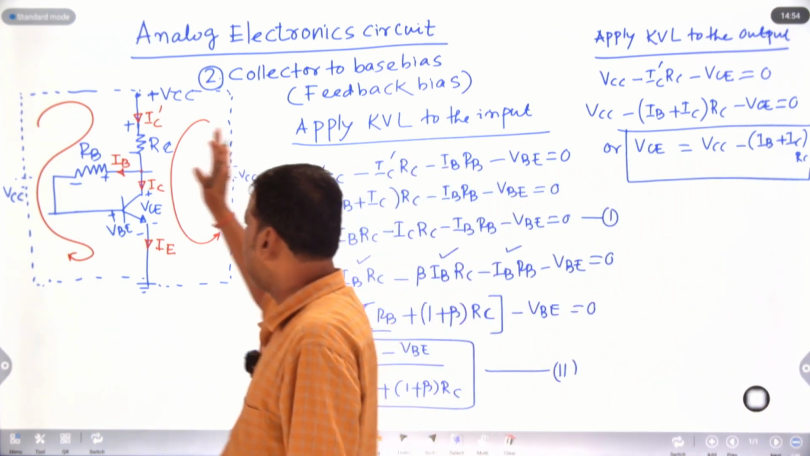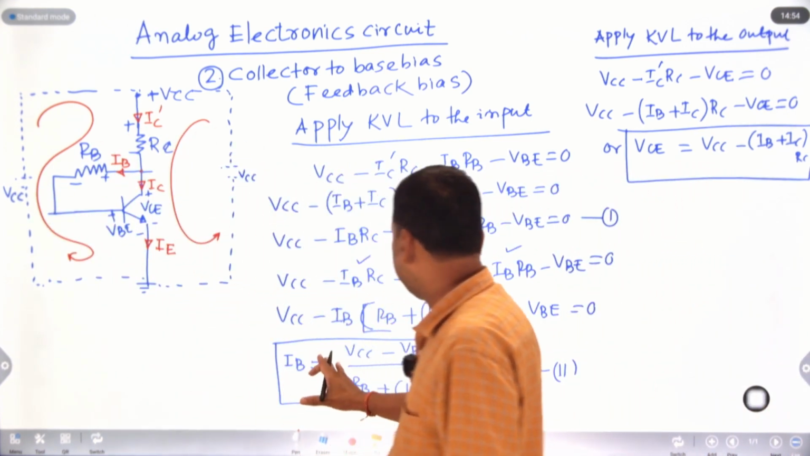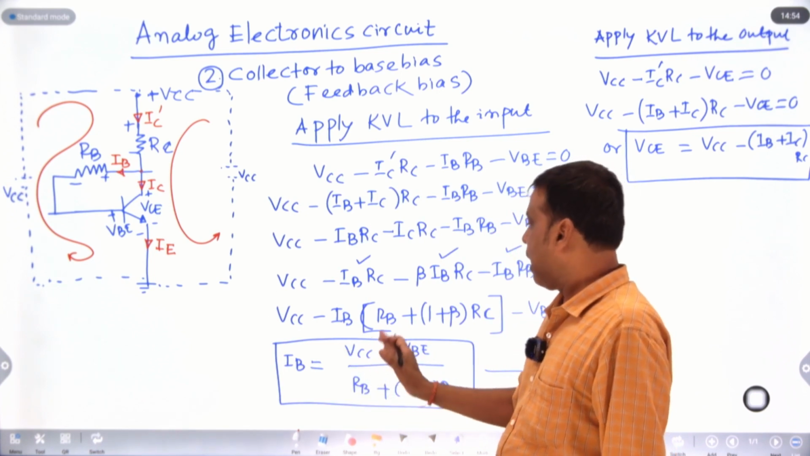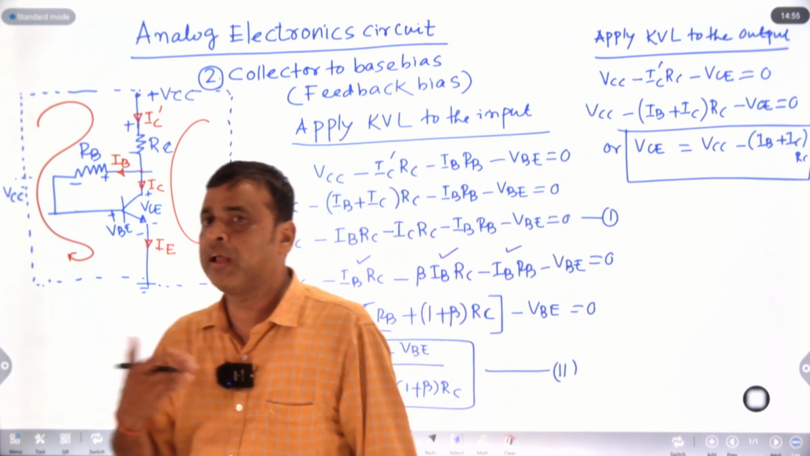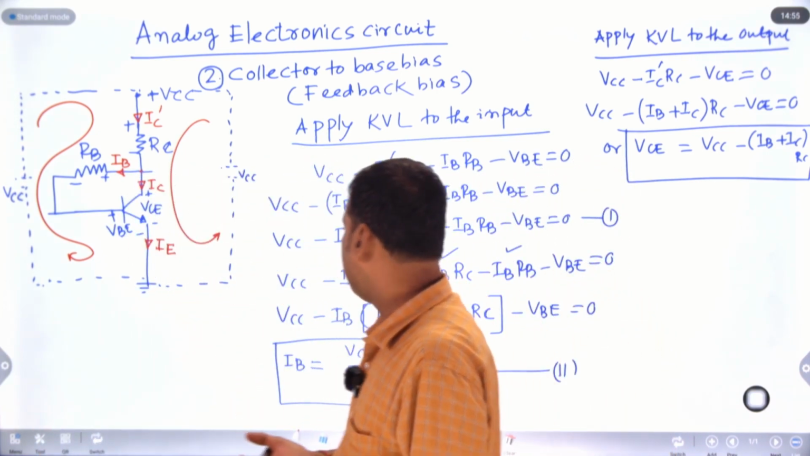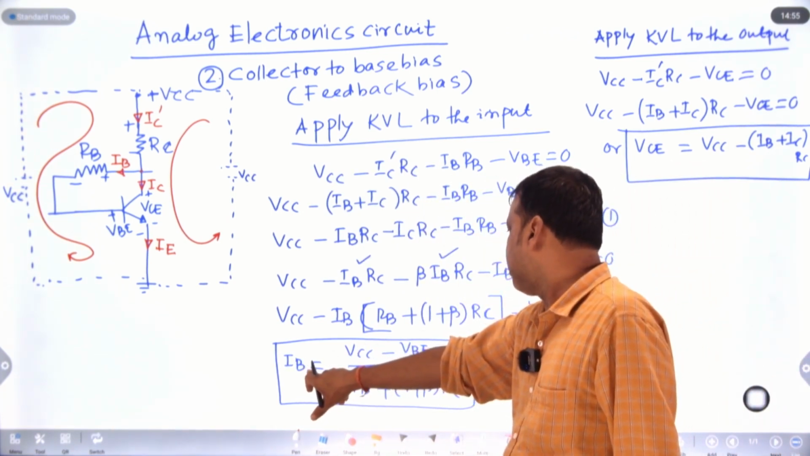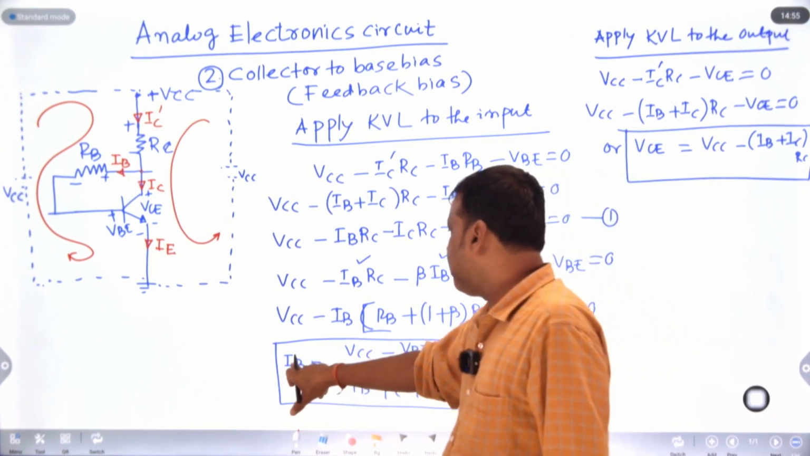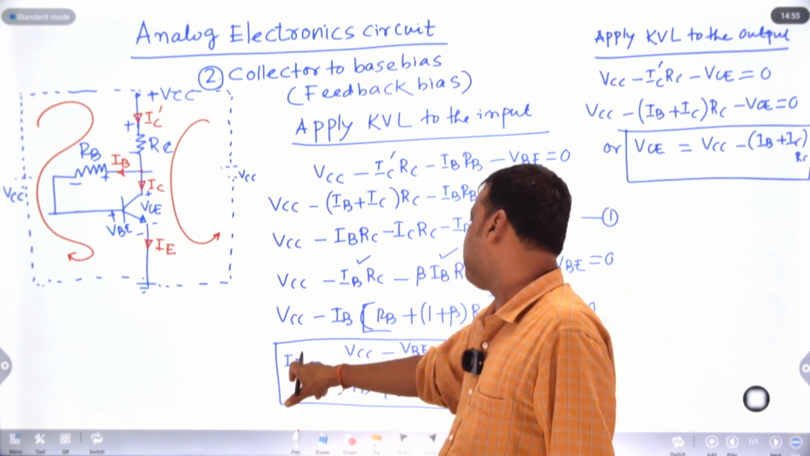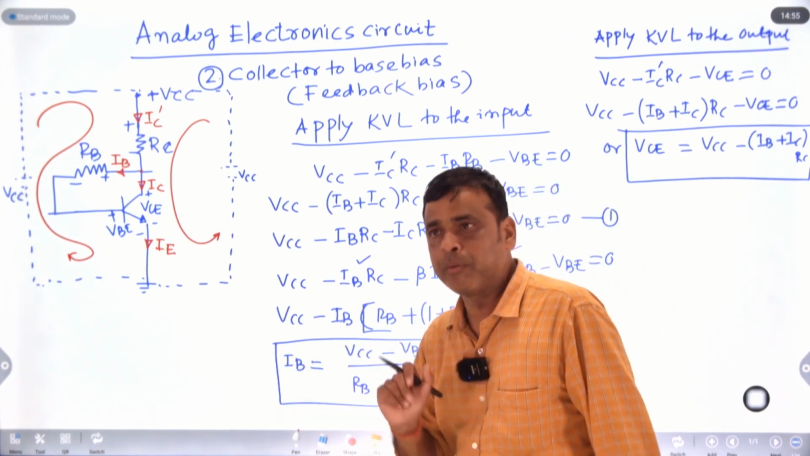First of all, apply KVL to the input, and the input current is your base current. After getting base current IB, then we will calculate the IC, because IC equals beta IB. Here the equation of IB is this one, and after getting IB, if you multiply by beta, you will get IC, one of the operating points.